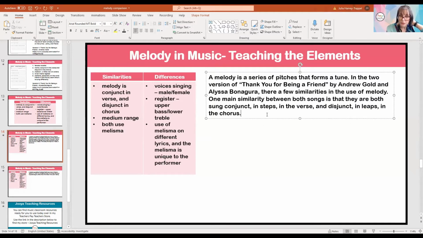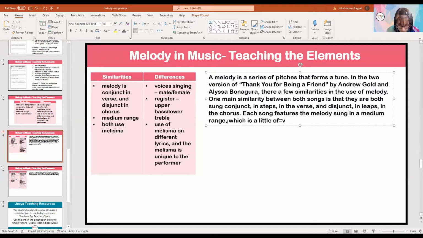The next thing was talking about the range of the melody. Each song features the melody sung in a medium range, which is a little over an octave.